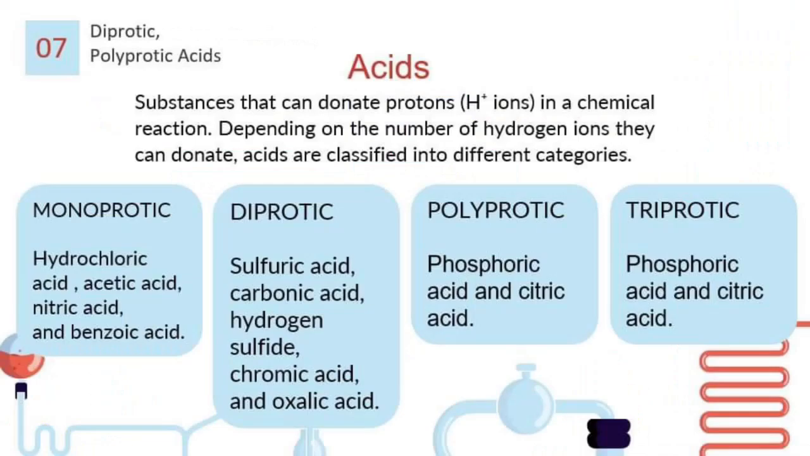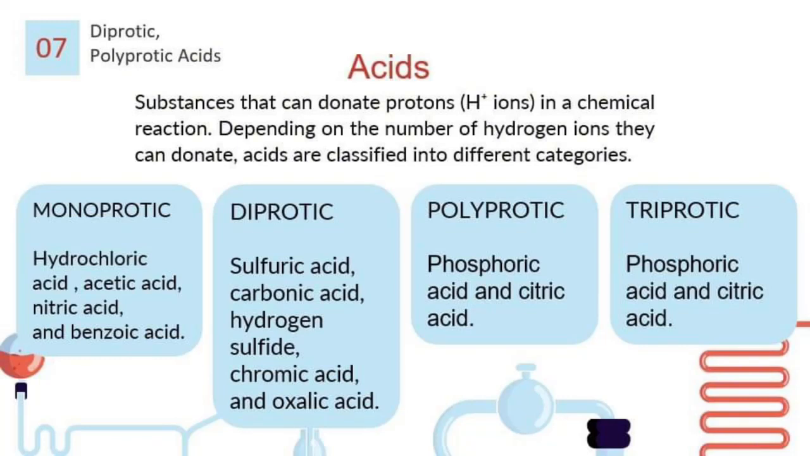Acids are substances that can donate protons in a chemical reaction. Depending on the number of hydrogen ions they can donate, acids are classified into different categories. Here is an overview of the 4 categories. First is the monoprotic acid. These are acids that can donate only 1 proton per molecule in an aqueous solution. Examples include hydrochloric acid, nitric acid, and acetic acid.